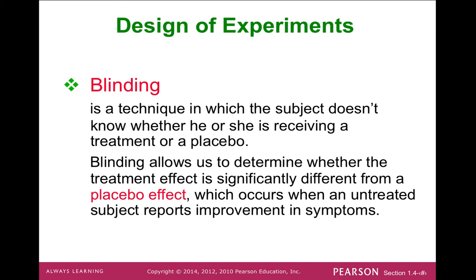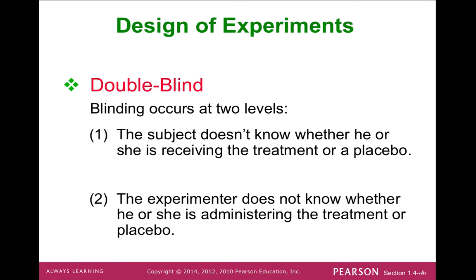This is often done because depending if a subject thinks that they're in a group getting a drug, they're actually likely to report different results than if they think they're in a group that is not. And so blinding is a way of helping to alleviate that issue in your design of experiment. Further, there's actually a better way, which is double blind. In the double-blind study, this is where the subject doesn't know whether he or she is receiving the treatment or a placebo, and the experimenter doesn't know either. The best types of experimental studies, in my opinion, are double-blind.